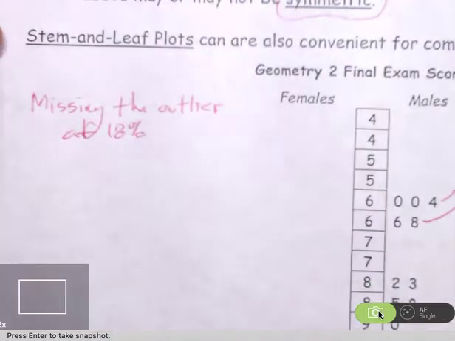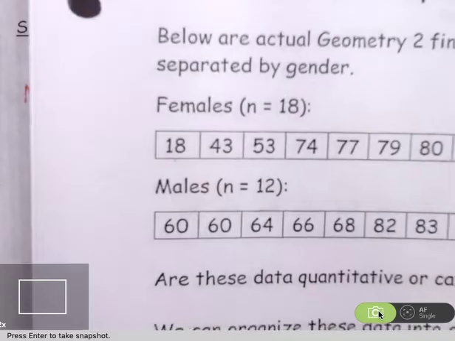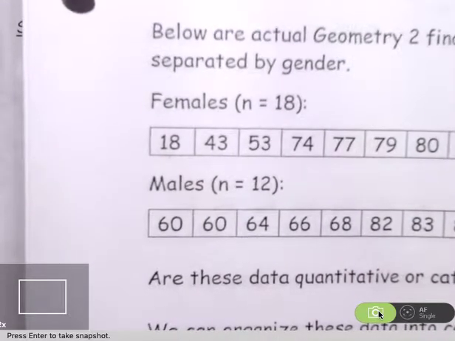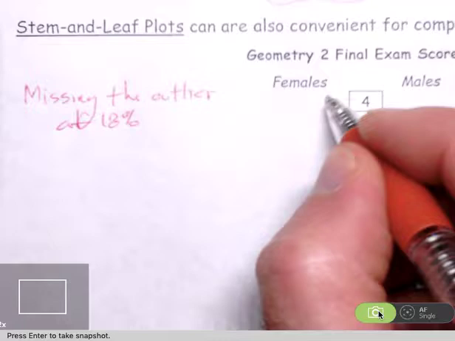But we'll go ahead and graph the other values. So if we go back to the data set, the next value would be 43. So that leaf of 3 goes in the low 40s. So here's the low 40s. I would put a leaf of 3 here.